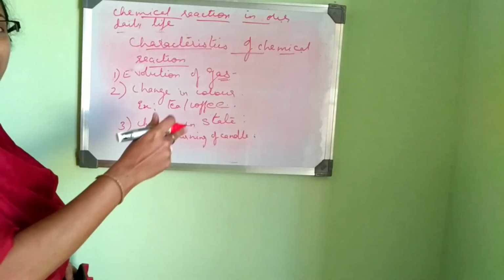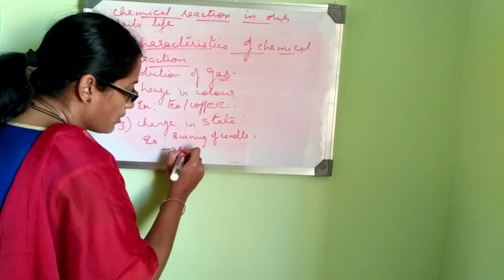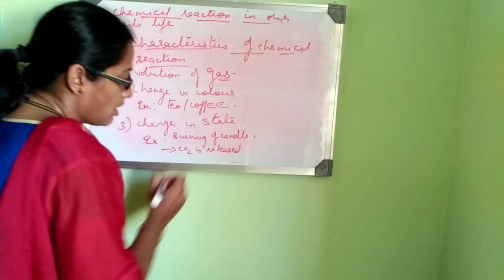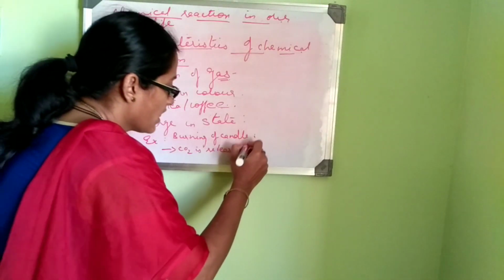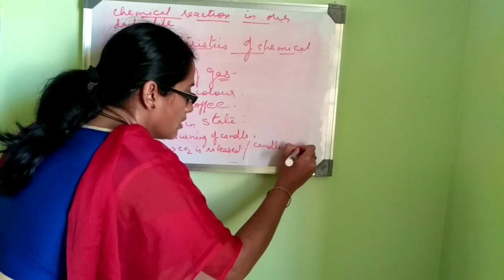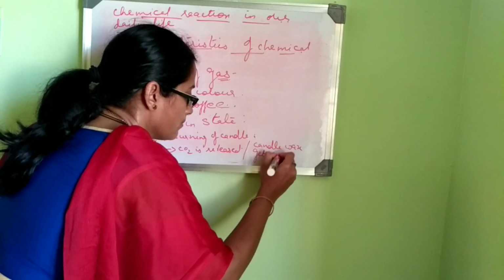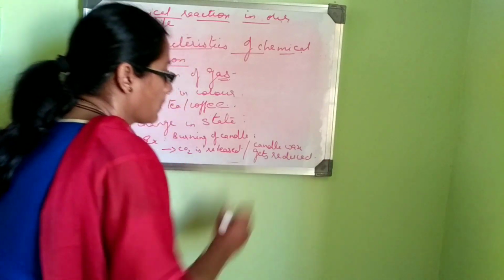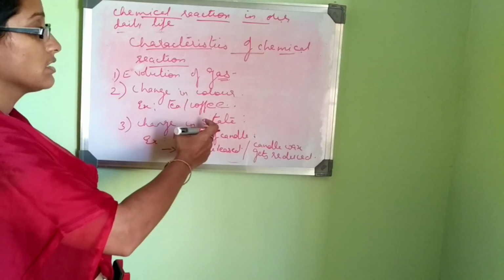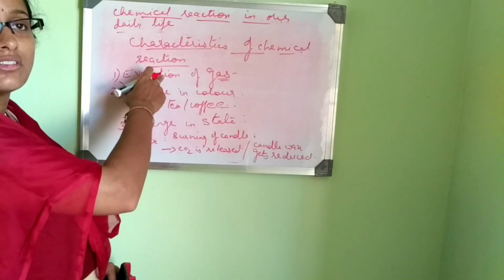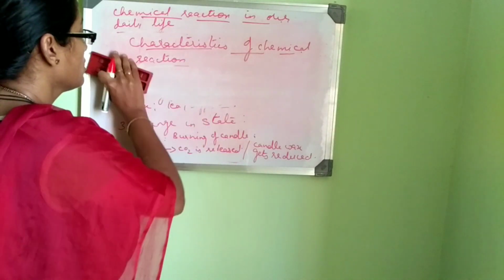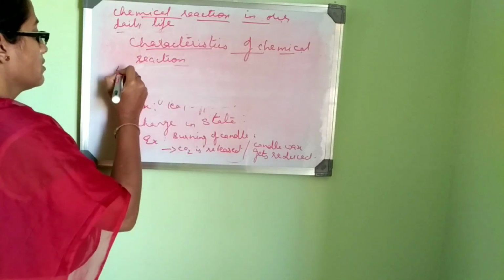So what do you understand by burning of a candle? When a candle burns, carbon dioxide is released and you can see that the candle wax gets reduced. So this is a reaction wherein there is a change in state, and this is also related to the characteristics of chemical reaction. And finally, we have one more characteristic, the formation of a precipitate.